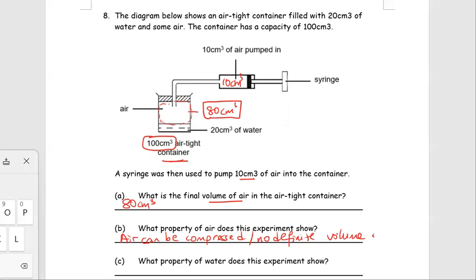And what property of water? Why doesn't the amount of water get less? Because water cannot be compressed, right? It's not like I pump more air in, and the water will say, okay, let's squeeze and occupy a smaller space. It does not, because water has a definite volume, or you can say water cannot be compressed. Okay?